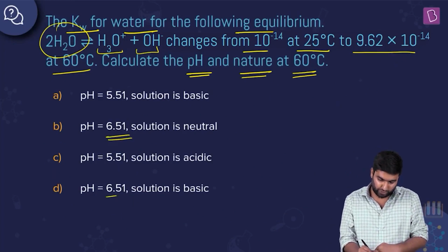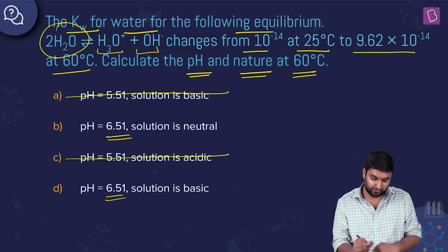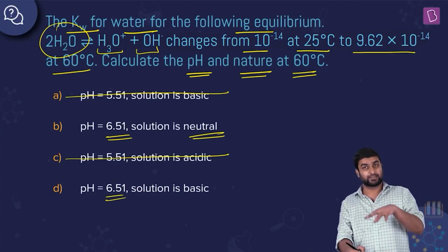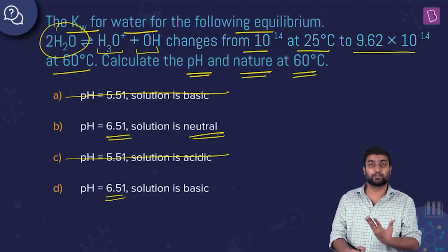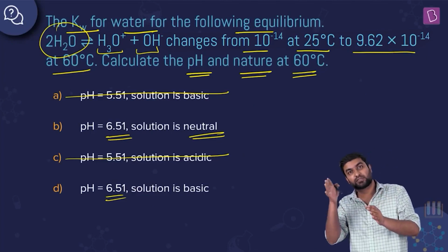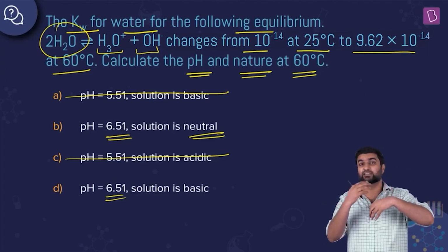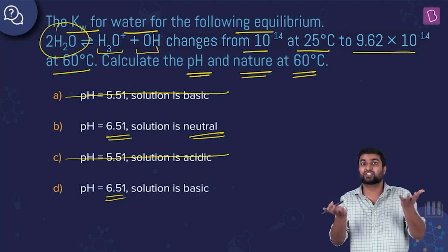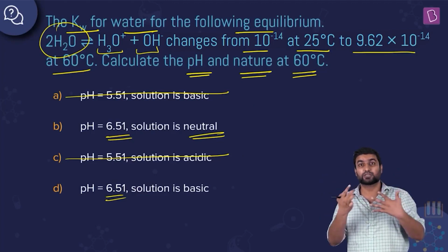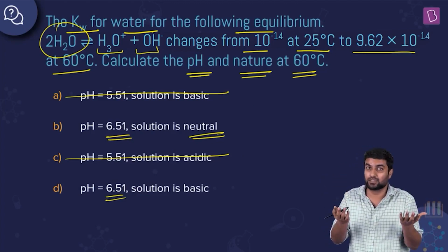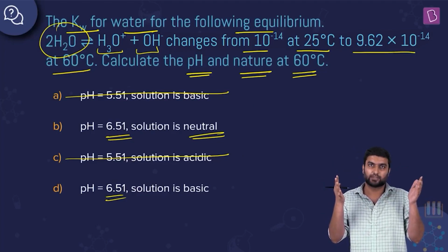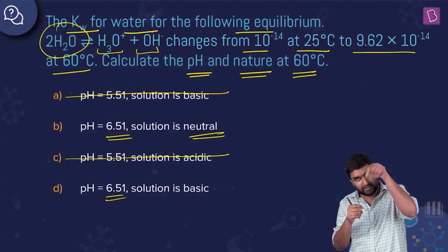pH is this much, so this option is out of the window, and this is out of the window. The solution is neutral. Look, at 25 degrees Celsius, Kw is 10 to the power minus 14. So the pH scale ranges from 0 to 14, right? If at some temperature the Kw value turns out to be 10 to the power minus 13, the pH scale would be from 0 to 13, and 6.5 would be the exact neutral position.